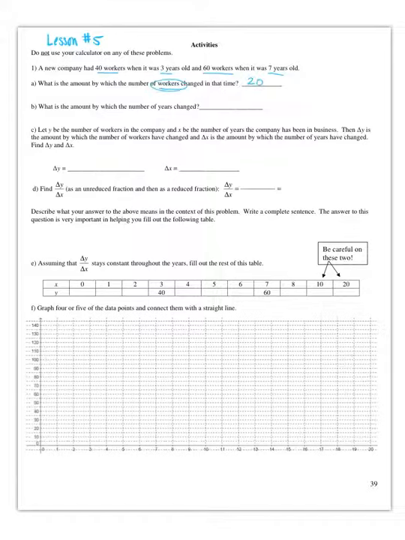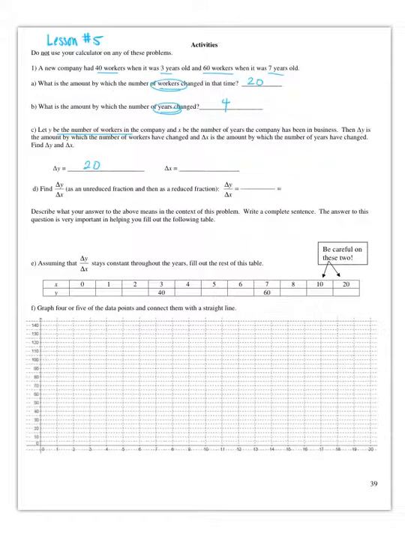So the workers went from 40 to 60. That's an increase of 20 workers. What is the amount of years changed? We're going from 3 years to 7 years. That's a 4-year change.